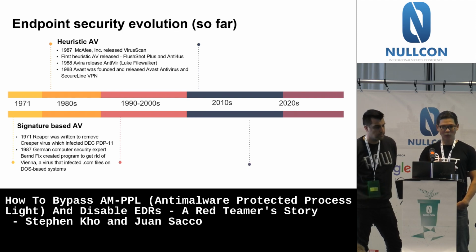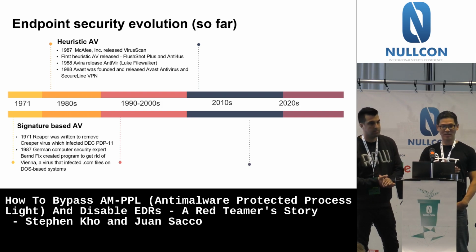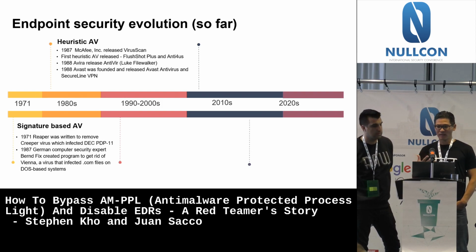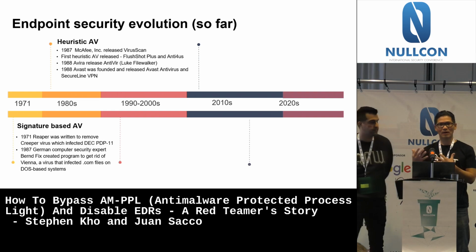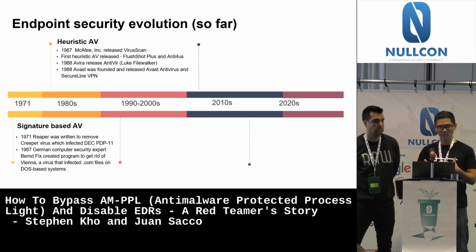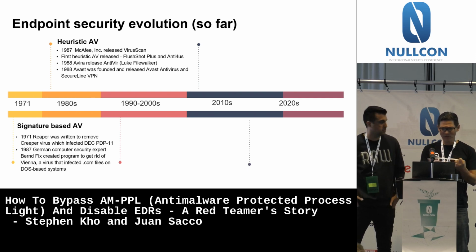And then as we hit the 80s, a whole bunch of companies appeared. We're now starting to do some heuristic type AV, which analyzes the code and how it operates on the basis of experience, what it's seen before, and then determines if it's malicious or not. So it's an advancement from just pure signature detection. In the late 80s, McAfee kicked off, Avira released Antiver, and Avast was founded in 1988, and we released antivirus and secure line VPN. I obviously wasn't working for Avast back then.